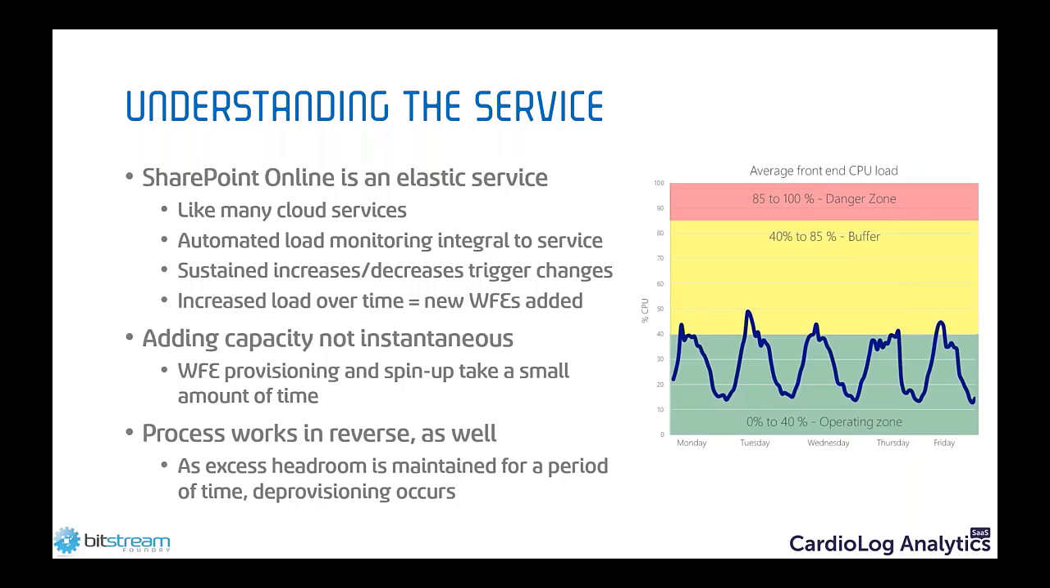So, understanding the SharePoint Online service. SharePoint Online is an elastic service like most cloud services, and it has an extensive degree of automated monitoring and automated control systems built into it. Now, whenever the SharePoint Online service encounters sustained increases in load, and the load stays high, it used to be Microsoft would target a 40% average CPU utilization rate on web front-end servers in SharePoint Online. When that went significantly above 40% for a period of time, a process would respond to that, and automated provisioning would kick in to add additional web front ends to the SharePoint Online environment.